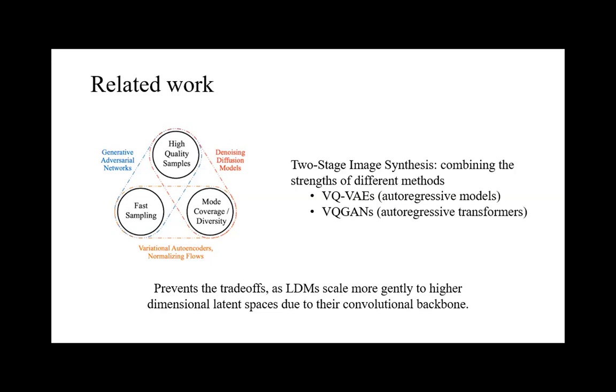But the LDMs prevent the trade-off and are able to scale more gently because they work in a low dimensional space, and because they use a convolutional backbone. This is interesting because they use a UNet that has an attention mechanism with transformers, but basically it is a convolutional backbone. So the requirements are lower.